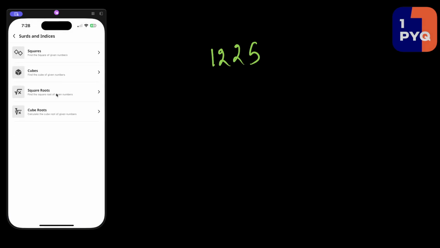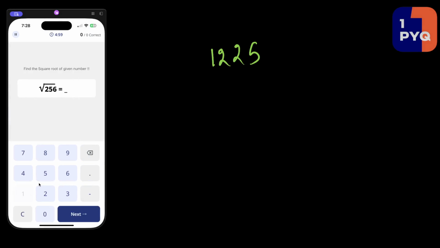Let's go for square roots. This is the square root of 16. This is that of 12. This is that of 25. This is that of 10. This is of 6. This is of 11. This is of 30. This is of 676. This is going to be 26. 289 is that of 17. 729 is that of 27.